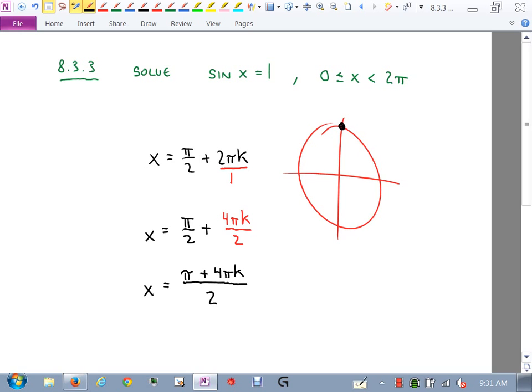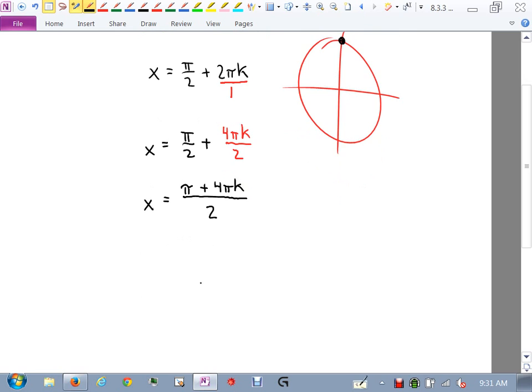Is pi plus 4 pi k 5 pi k? No. These are not like terms. You cannot add them together. This one has a k, this one doesn't. But this is the preferred form. If you're going to start plugging in k's, it's always preferred that you put these together first before you start doing it. So now let me try and plug some k's in.